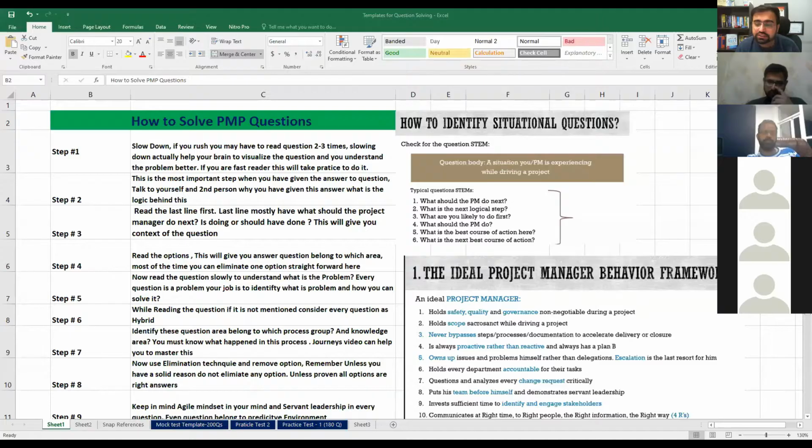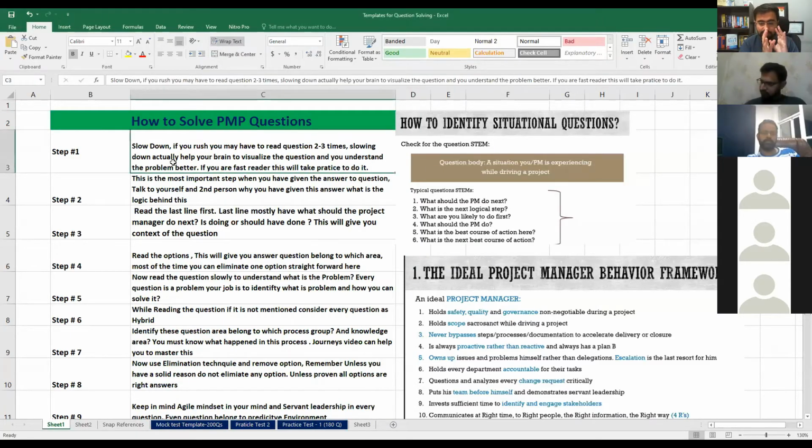So this is the template that I recommend you use in solving the question. Step number one, slow down. Now, most of the time this seems counterintuitive. Hey, if we slow down, it is going to take us more time. But no, not really. When you slow down, it takes you less time.